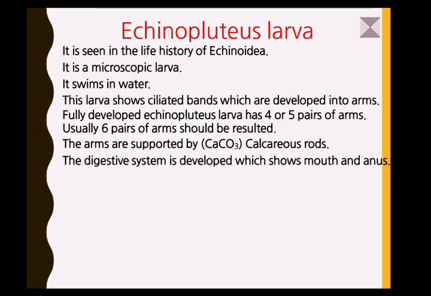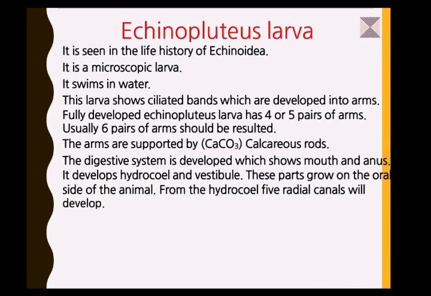Now the digestive system, if we take, it has the mouth, the esophagus, the stomach, and then we have the intestine, and at the end we have the anus. So it is a complete digestive system which is present over here. It develops the hydrocoel and the vestibule, which will be the anterior parts of this larva.